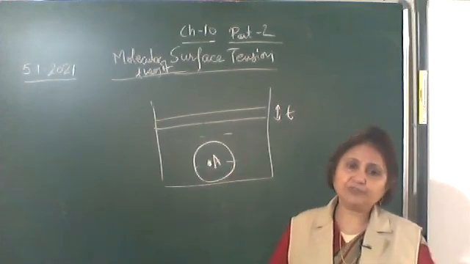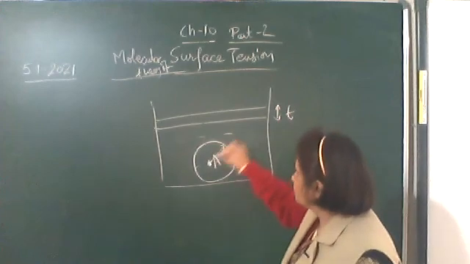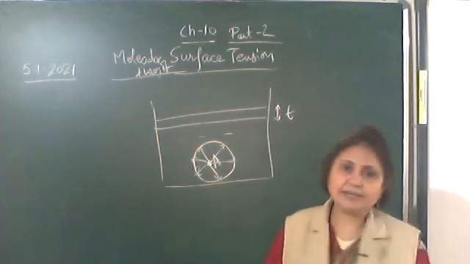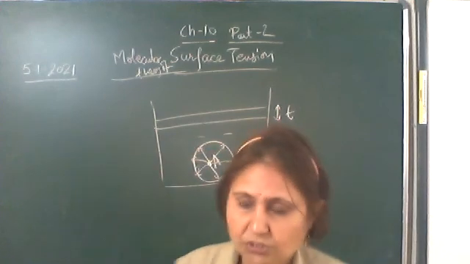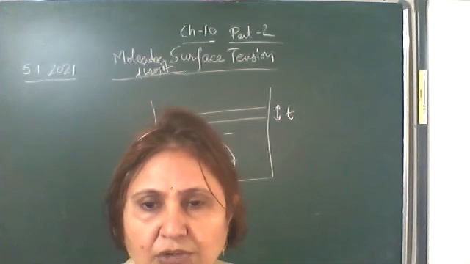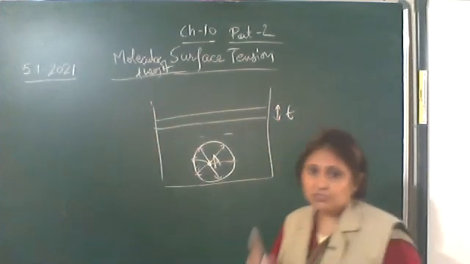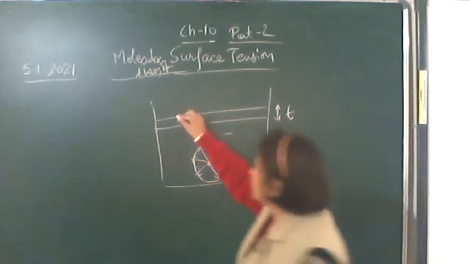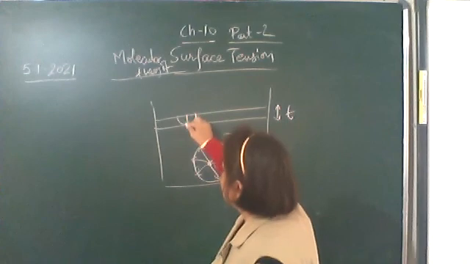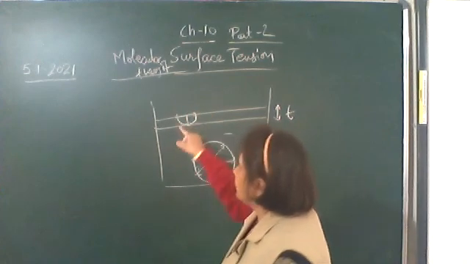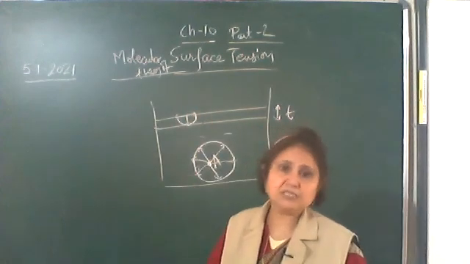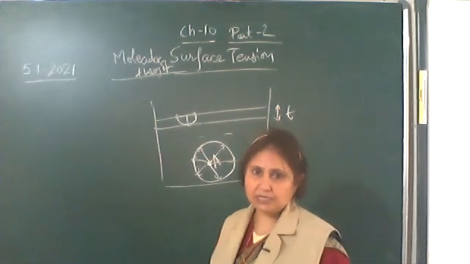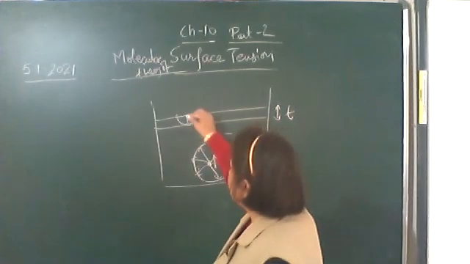So what will be the net force on it? All the other molecules are attracting this molecule from all sides. So the net force is equal to 0. But for the molecules on the surface film, the net force is not equal to 0. Why? Because their sphere of influence is not well inside the liquid. Some part of the sphere of influence is outside, so the net force is not equal to 0.